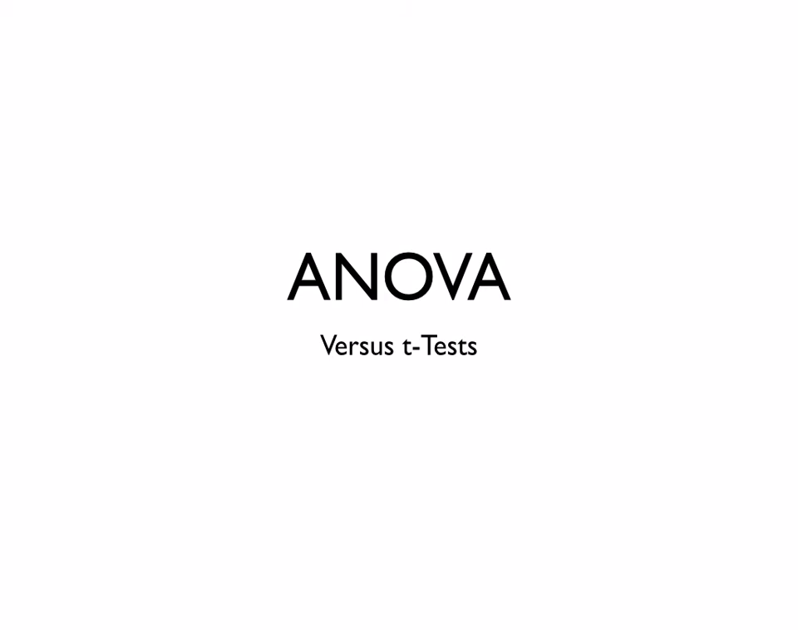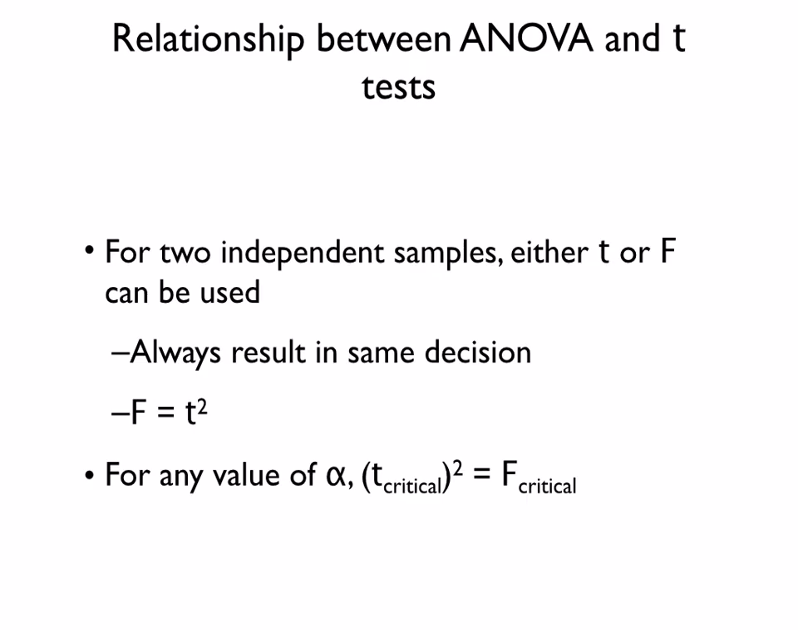Kristen Atchison here, and we're going to be talking about ANOVA versus t-tests. When you're doing a t-test for two independent samples, you can either use a t-test or an ANOVA with the F ratio. Either one's the same, and you're always going to come up with the same decision. We're doing the same things, we're just going about them in different ways. Because of that, your F ratio will equal the value of your t value squared.